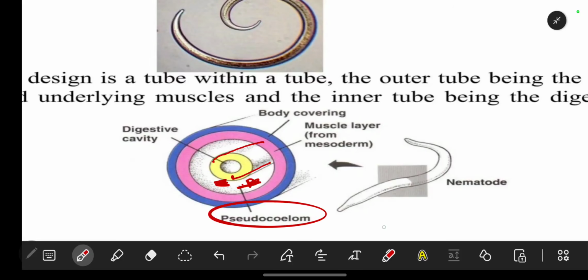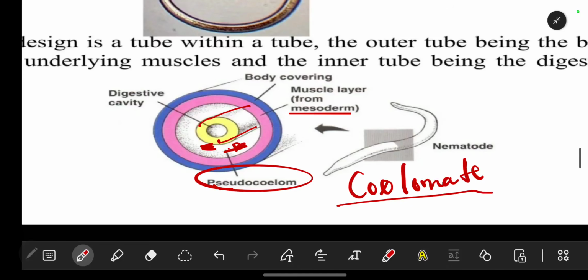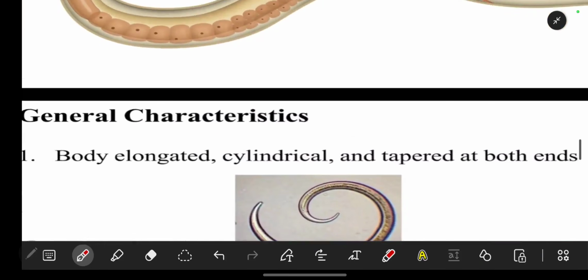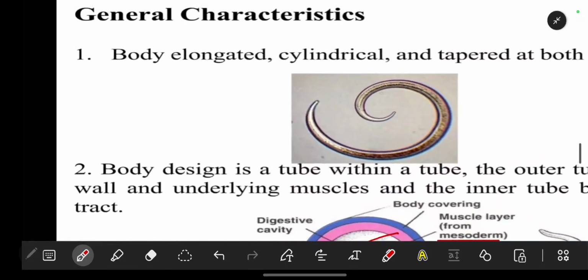So as long as it is not lined by the mesoderm, then we are going to call it pseudo. If it is lined by the mesoderm, it will just be called coelomate. So like earthworms are coelomates, but for the roundworms, which are the ones that we are looking at, these ones are pseudocoelomate. This characteristic is very important. They can ask you during multiple choice.